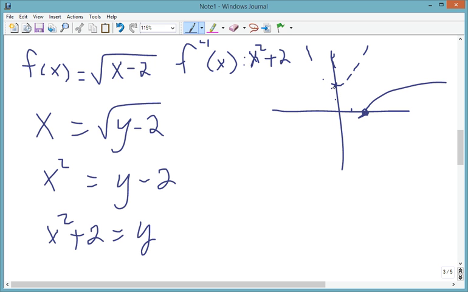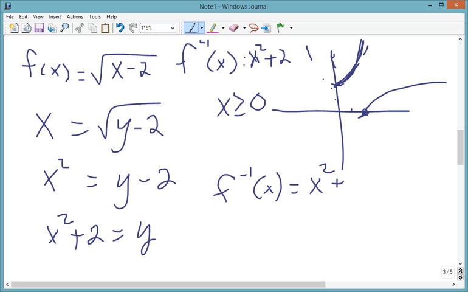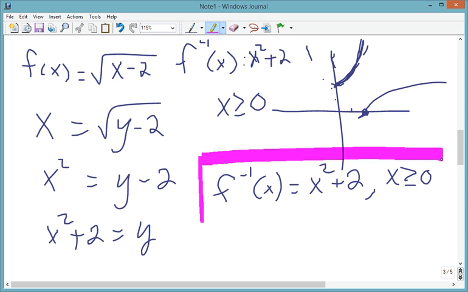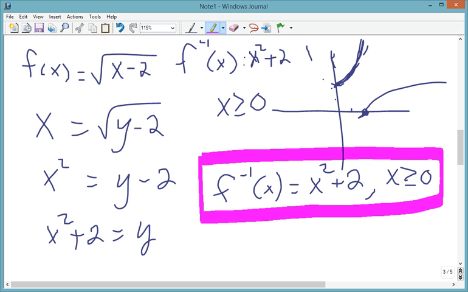Okay? And we only want to use this part, the part where x is greater than or equal to 0. So that's how we would write our answer. f inverse equals x squared plus 2, but x is greater than or equal to 0. Okay, so we include the restriction on the domain when we have to write an answer like that.